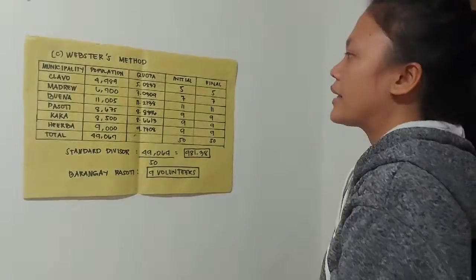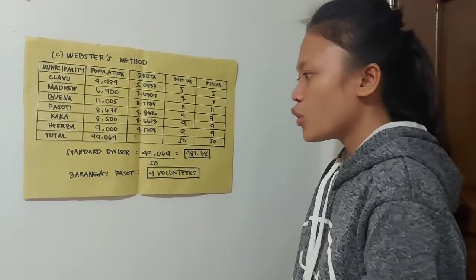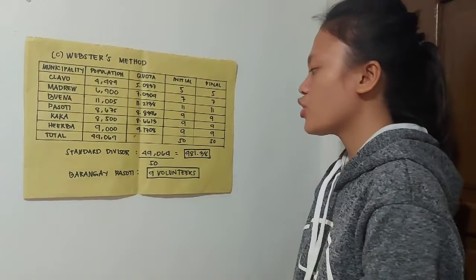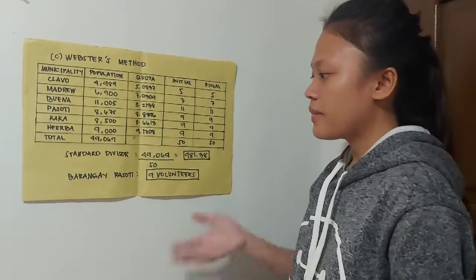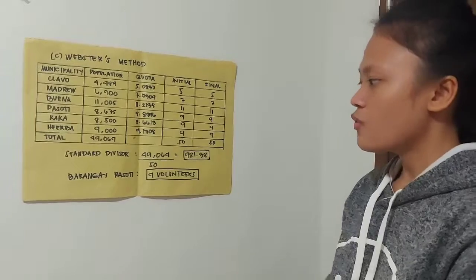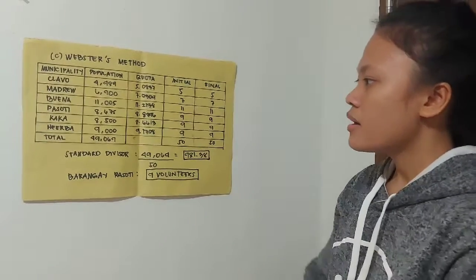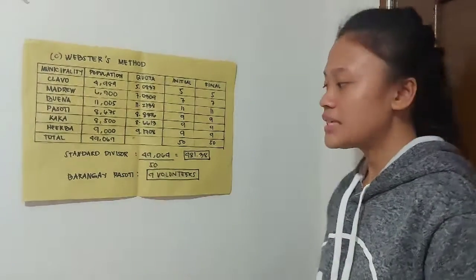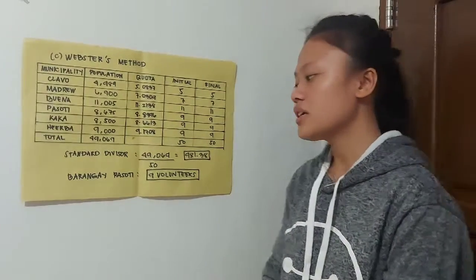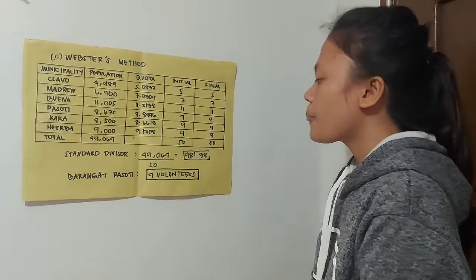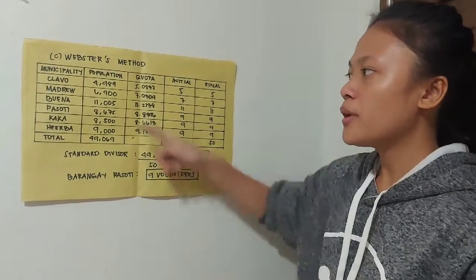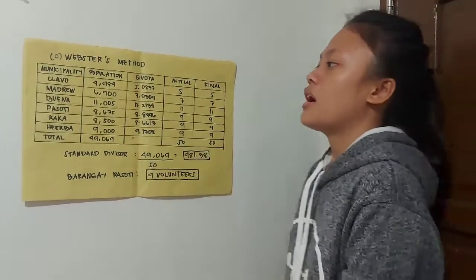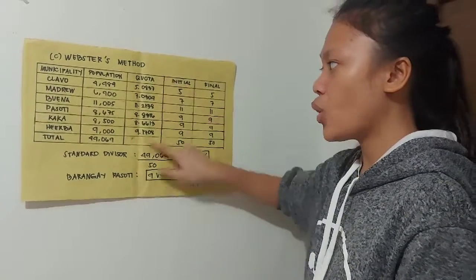Moving on to the Webster method, we are also using the standard divisor for finding our quota. Our standard divisor is 49,069, the total population of each municipality, over how many volunteers, which is 50, equals 981.36. And again, we need to divide the population of each municipality by it. And now we have our quota.